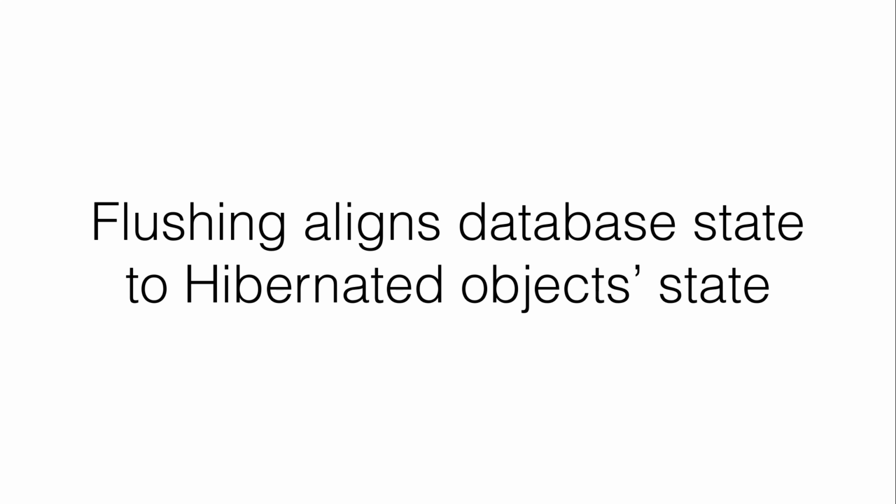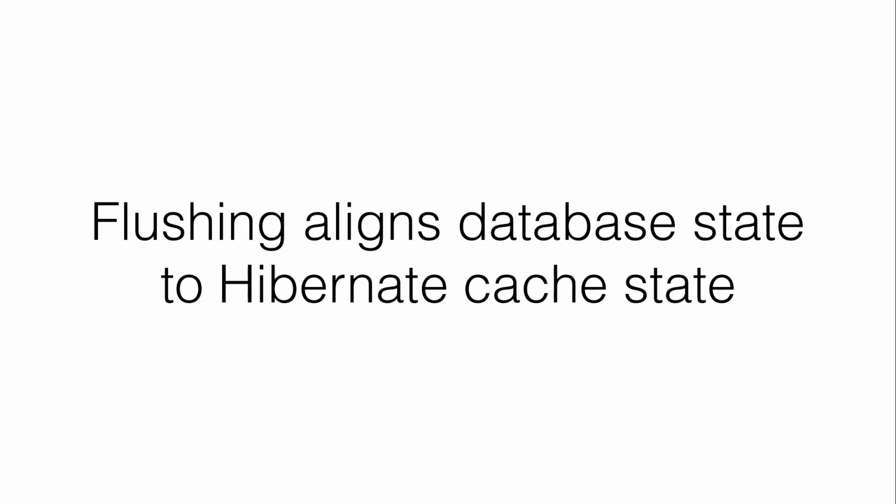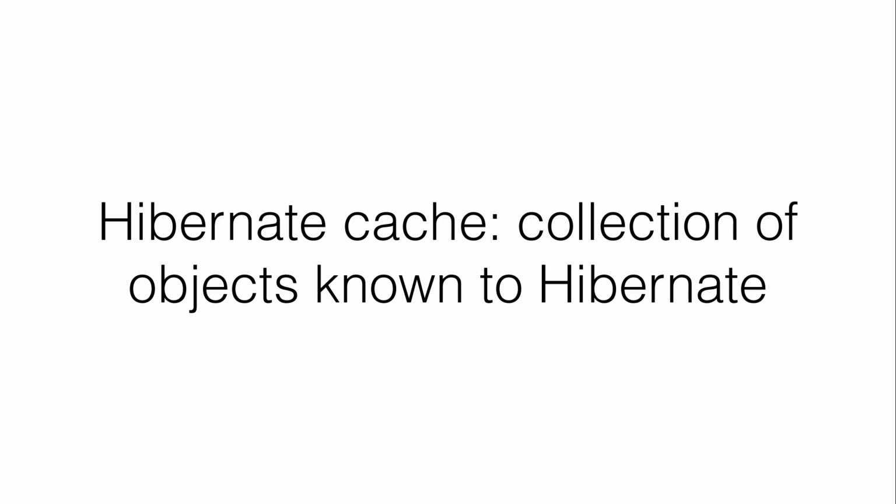So flushing basically aligns the state of the database to the state of the objects that are known by Hibernate. Here I've used the term hibernated objects, but this is not correct jargon. It's just something I came up with. The correct jargon for this would be the Hibernate cache. So the Hibernate cache is a structure in Hibernate, a collection, actually something very close to a hash map, that holds all the objects that are known to Hibernate. So what flushing does is to reflect the state of the Hibernate cache to the database.